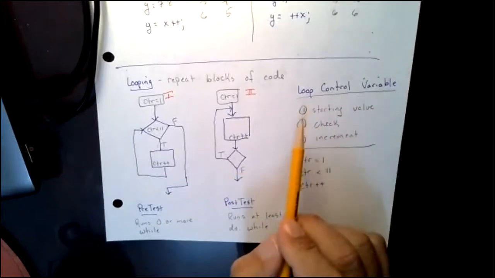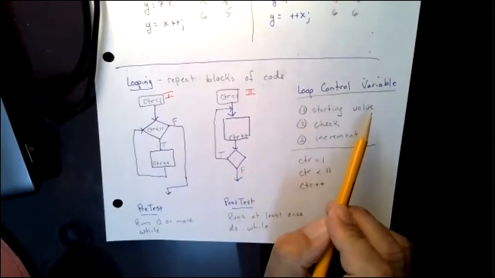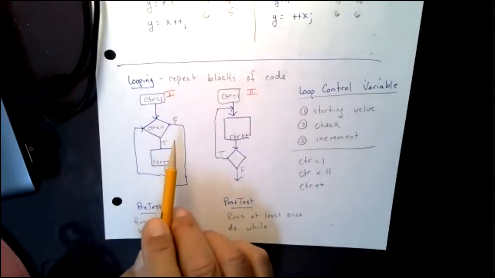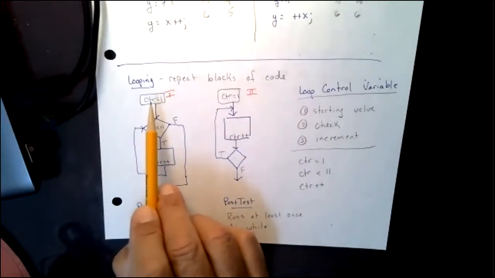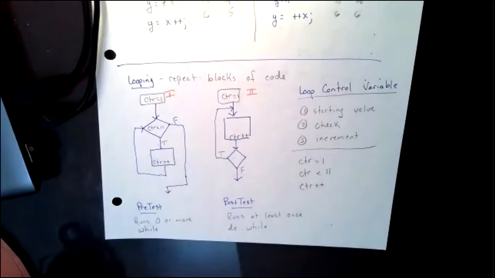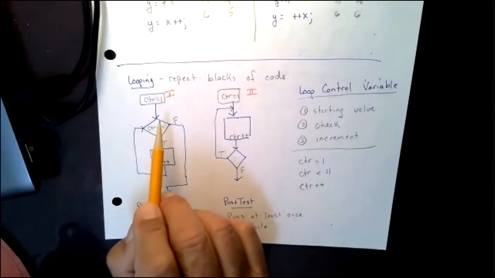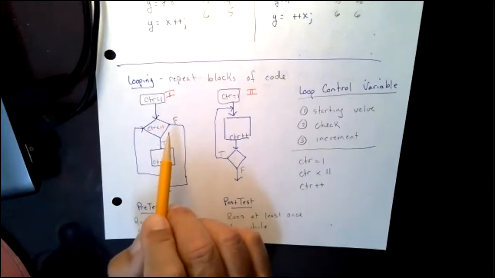Now, in order to have it, I have to give it a starting value. And as you see in this first flow chart, I have counter, CTR, getting the value of 1. Now I'm going to come in and I'm going to say, is counter less than 11?